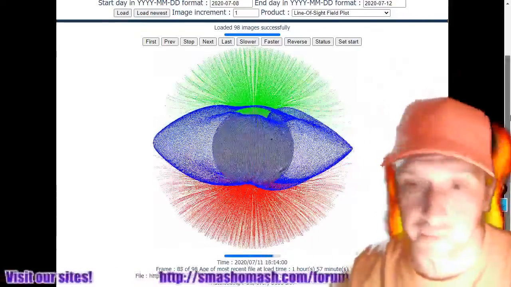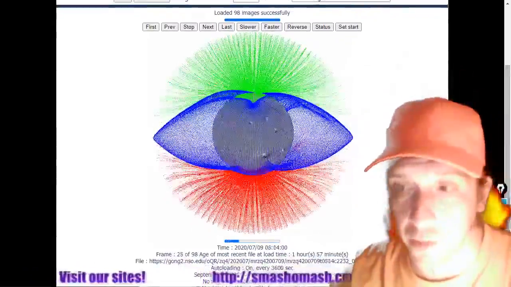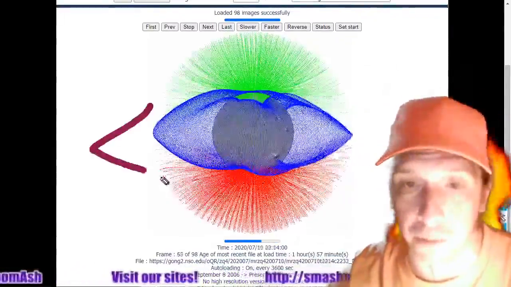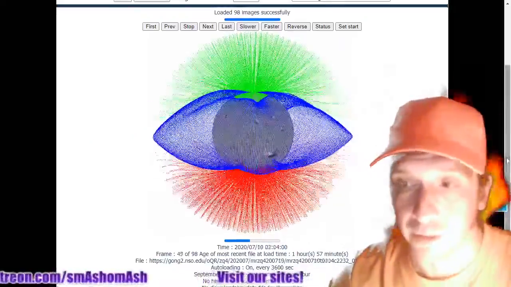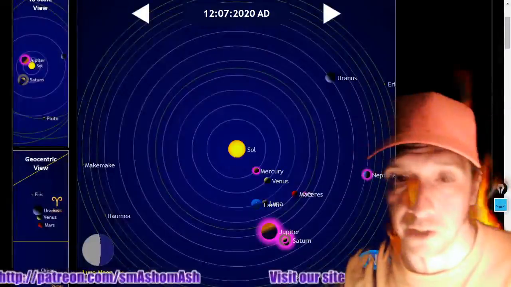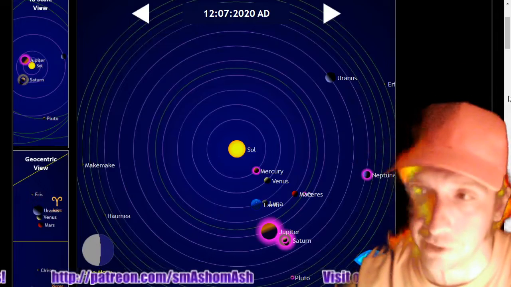Here is the line of sight field plot, and you can see no major striations here in the B field shown in blue, meaning not a lot of activity. Similar to what's facing the Earth. Here's where stuff is in the solar system, and we've got some photos for you.